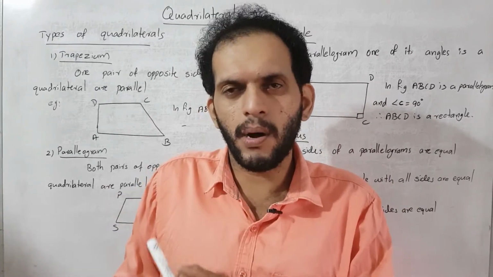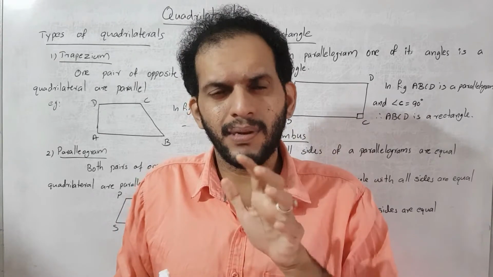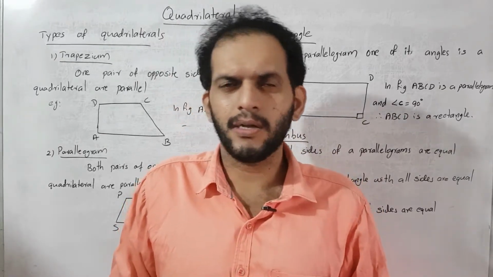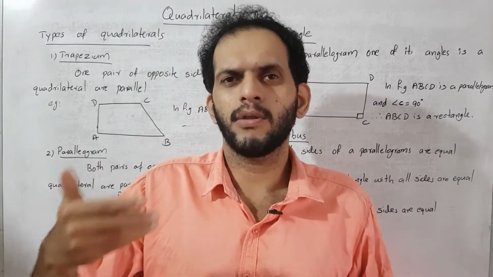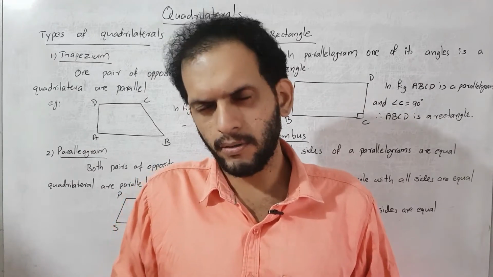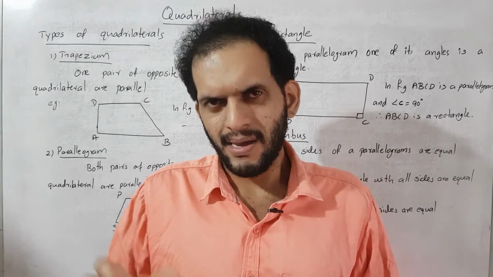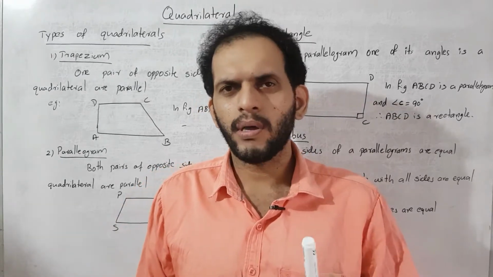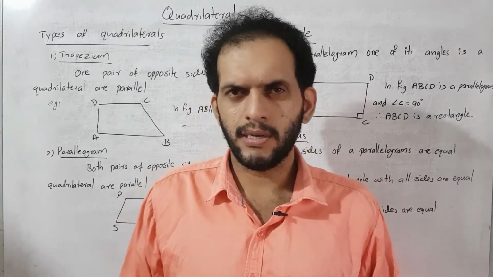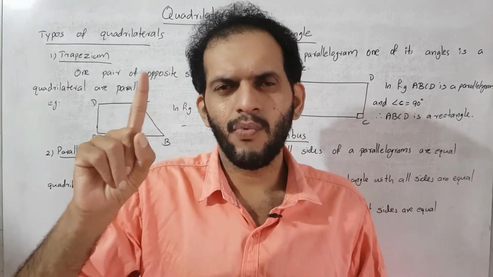A parallelogram whose angles are all 90 degrees, what do we call it? A rectangle, that is what we learned before. But here is the little change. How is it defined? Rectangle is a parallelogram with one angle 90 degrees. Here we say only one angle.